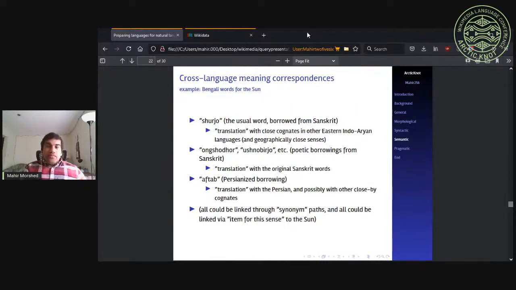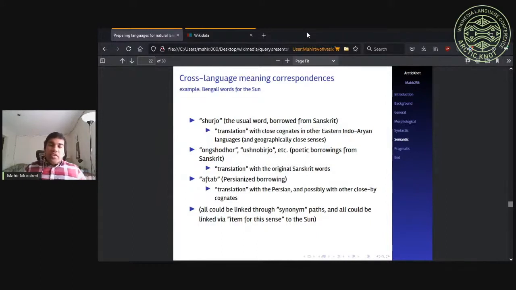So, we might want to include translation with the original Sanskrit words because they have the same meaning of sun. There's also Persianized borrowings because history is like that. So the word aftab might be linked to the Persian word of the same form. And then also if that word happens to appear in other Indo-Aryan languages, we might want to attach it via translation to that. And all of these words that I mentioned here can be linked through a synonym path, using the synonym property with each other.